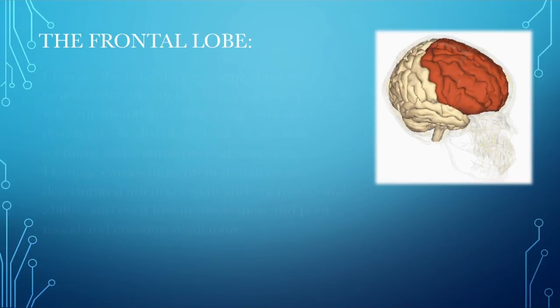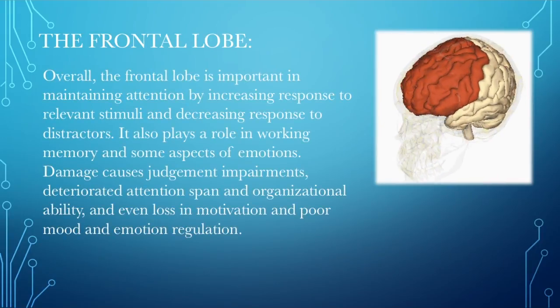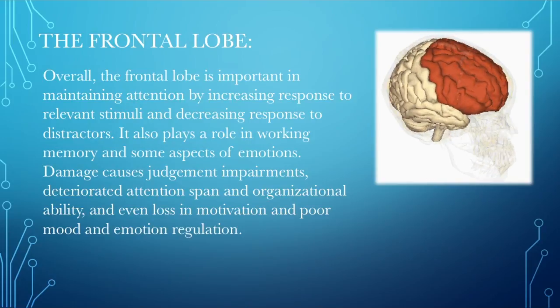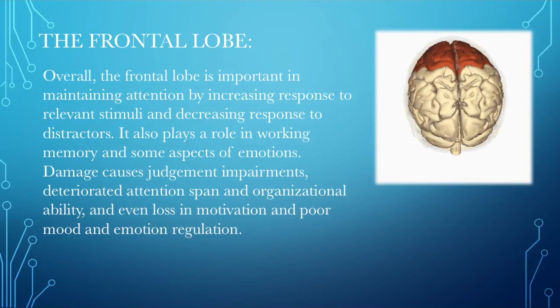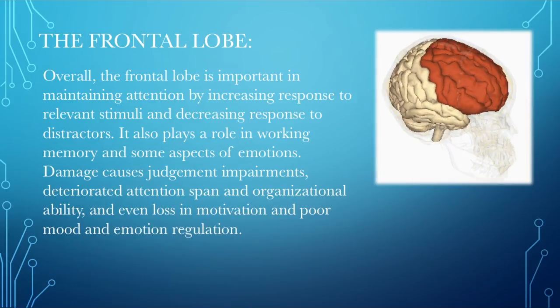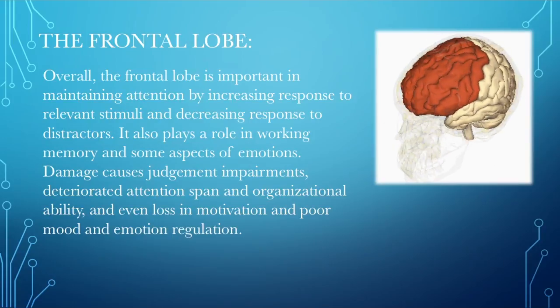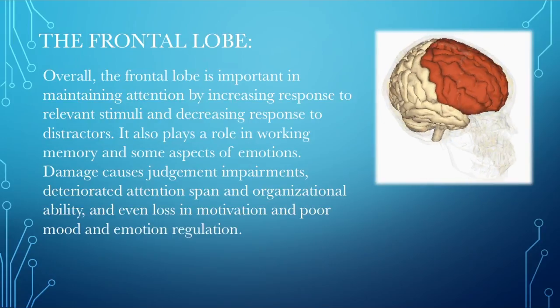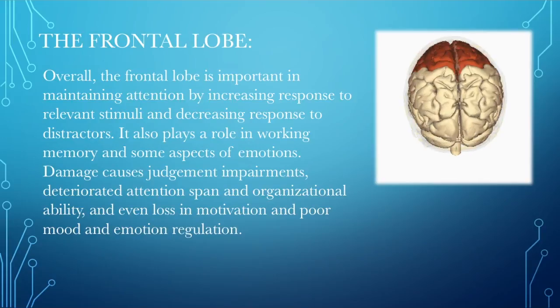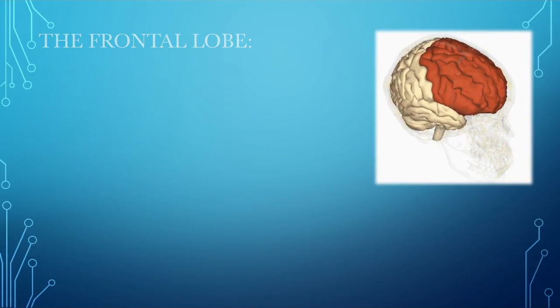The frontal lobe is important in attention, such that it enhances the response of other brain areas to the most relevant information and decreases response to any distractors. It also plays an important role in working memory and in some aspects of emotion. On the whole, damage to the frontal lobe can cause judgment impairments, deteriorated attention span and organizational ability, and even loss in motivation and poor mood and emotion regulation.